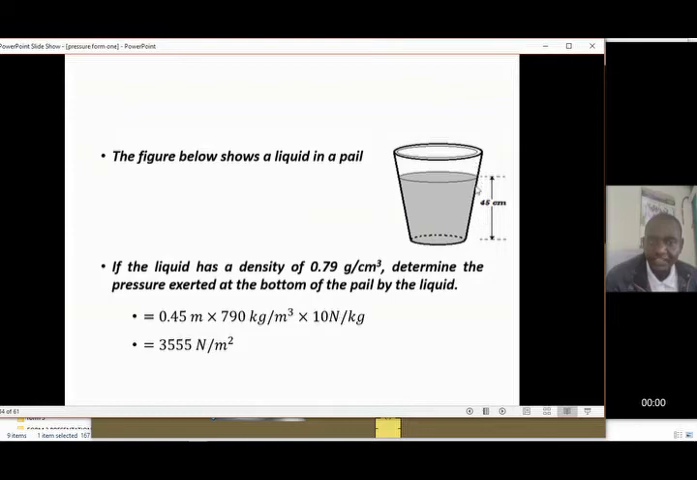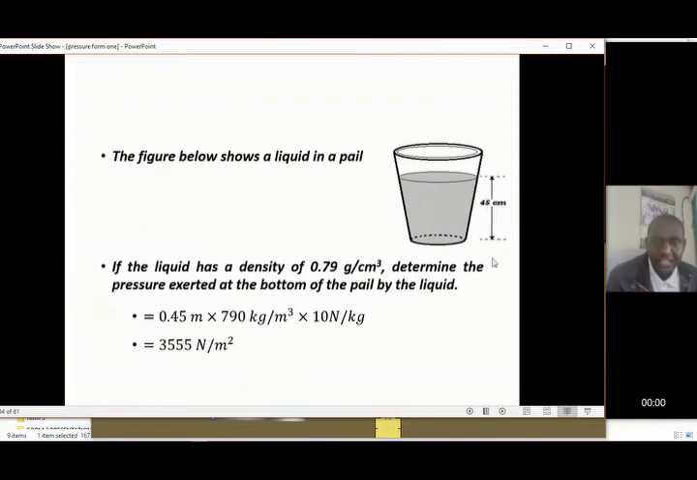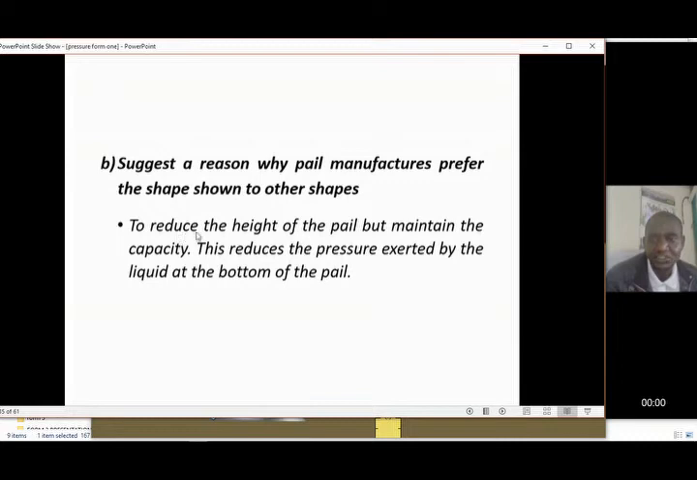You don't want to increase the height. You say to reduce the height of the liquid, or to reduce the height of the pail but maintain the capacity. This reduces the pressure exerted by the liquid at the bottom of the pail. Because as it goes up, it can carry more water. But for the height to increase, you have to carry more capacity, and the pressure you want to exert on the ground entirely rests on the height. That question is tricky and you need to know how to answer it. To reduce the height of the pail but maintain the capacity. This reduces the pressure exerted by the liquid at the bottom of the pail.